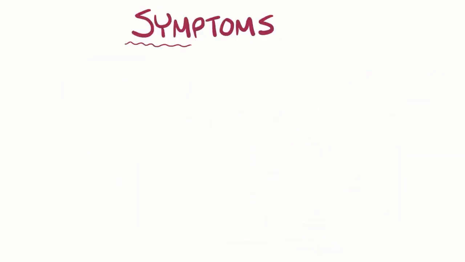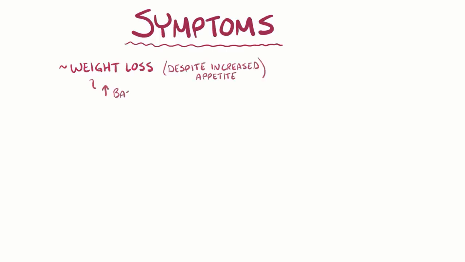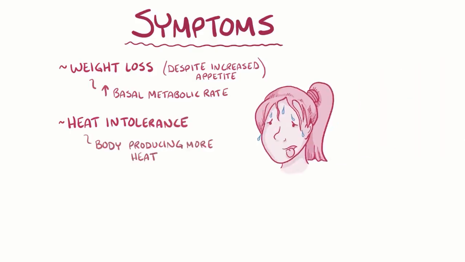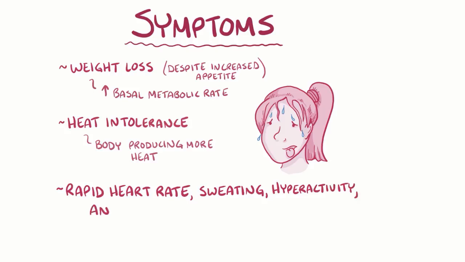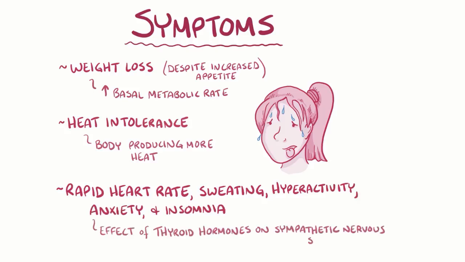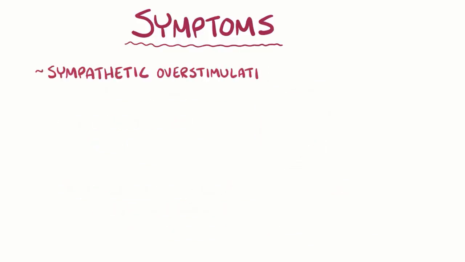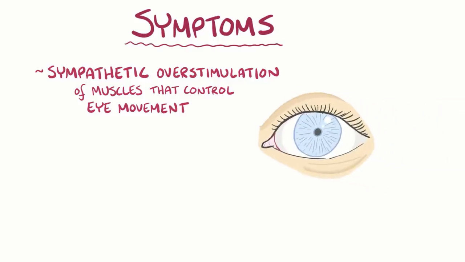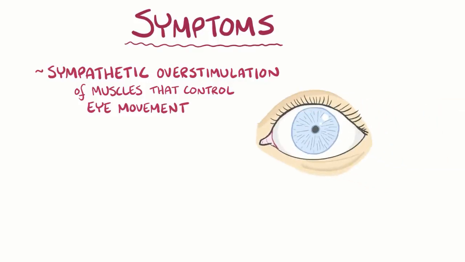The symptoms of hyperthyroidism include weight loss despite an increase in appetite because of the higher basal metabolic rate, heat intolerance because the body is producing more heat, and rapid heart rate, sweating, hyperactivity, anxiety, and insomnia because of the effects of the thyroid hormones on the sympathetic nervous system. Sympathetic overstimulation of muscles that control eye movements also make the eyes appear more open than normal, so you see more of the whites of the eyes.